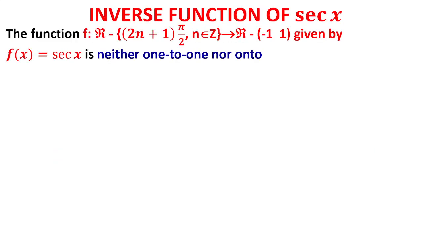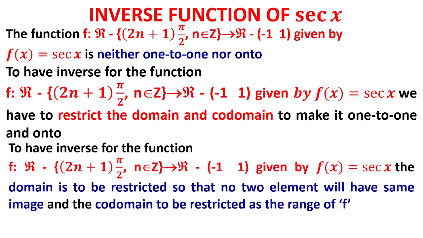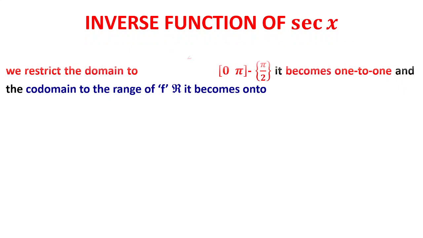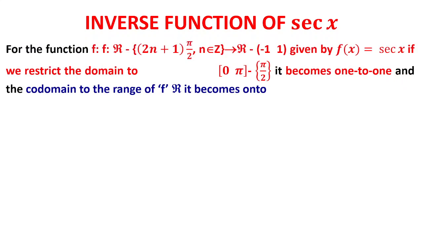As usual, secant x is not one-one onto. We are restricting the domain and the codomain. Here we are taking R minus (2n plus 1) pi by 2, because for all (2n plus 1) pi by 2 values, cos x will be 0. Therefore, secant x is not defined. That is why we are taking R minus (2n plus 1) pi by 2 to R minus of minus 1 to 1.